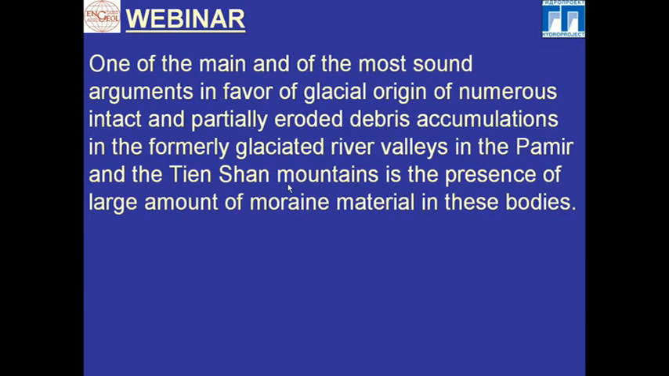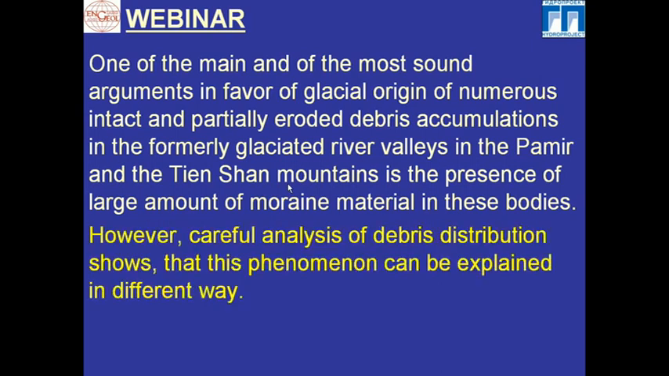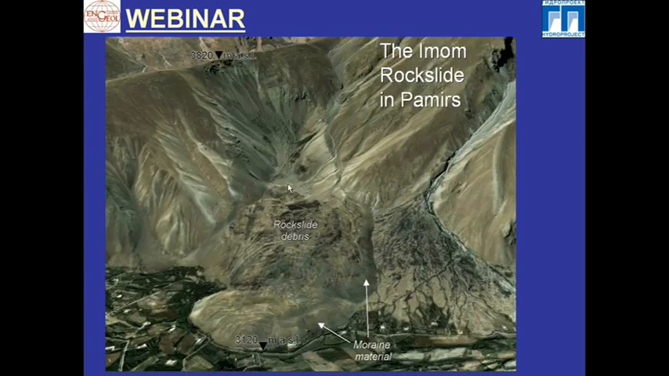One of the main and most sound arguments in favor of glacial origin of numerous intact and partially eroded debris accumulations in the formerly glaciated river valleys in the Pamir and the Tian Shan mountains is the presence of a large amount of moraine material in these bodies. However, careful analysis of debris distribution shows that this phenomenon can be explained in a different way. A good example, the Imam rock slide in the Pamirs. It has a very distinct, fresh headscarp. And the body. The body is recent, overlying this debris flow fan.